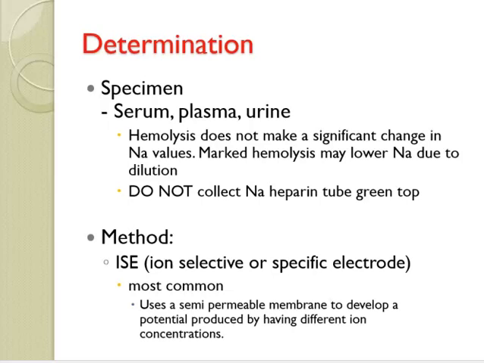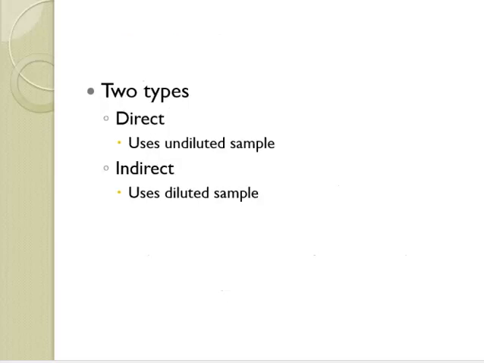As far as methodologies for testing, we use the ISE, or ion selective electrode. This is the most common method. It uses a semi-permeable membrane to develop a potential produced by having different ion concentrations. So basically you're just putting a probe into the sample and checking for concentrations. For the ISE method, there's two types: the direct and the indirect. The direct uses undiluted samples and the indirect uses diluted samples.